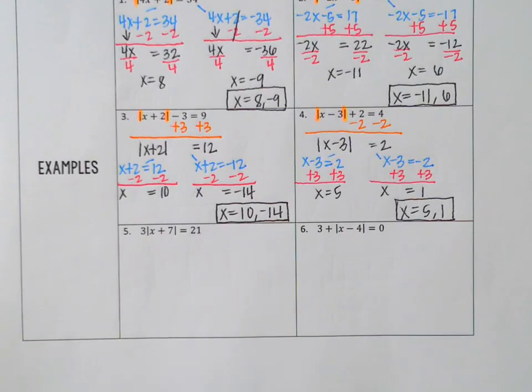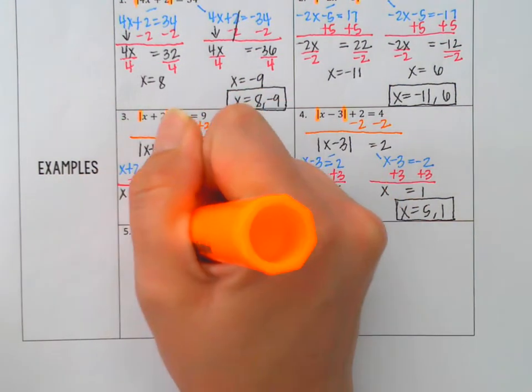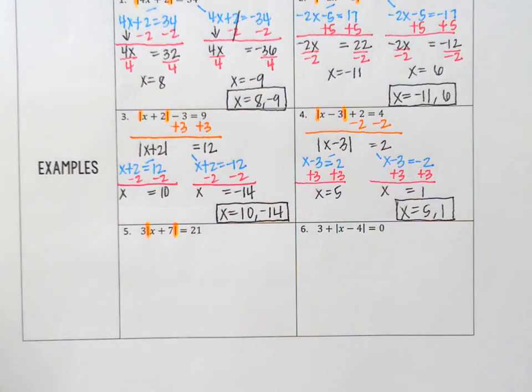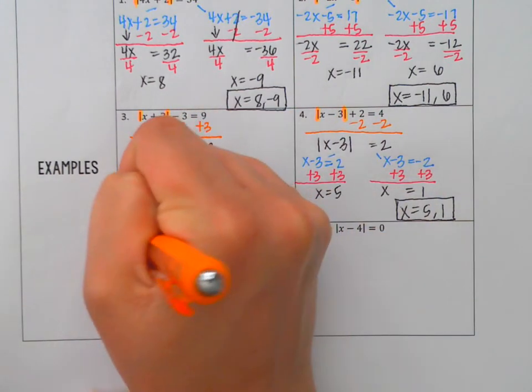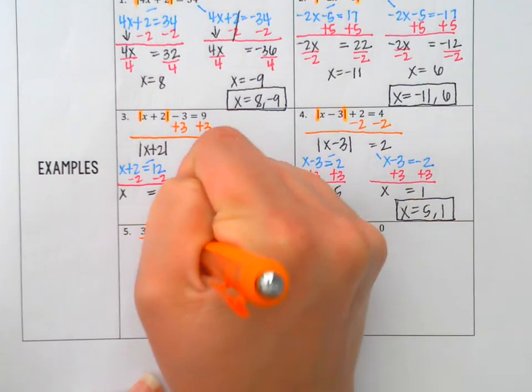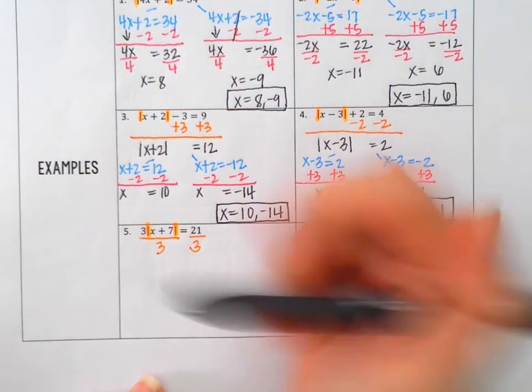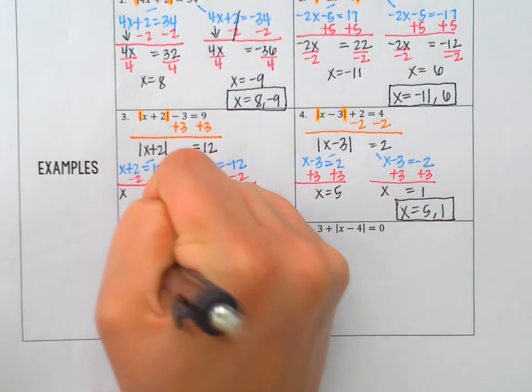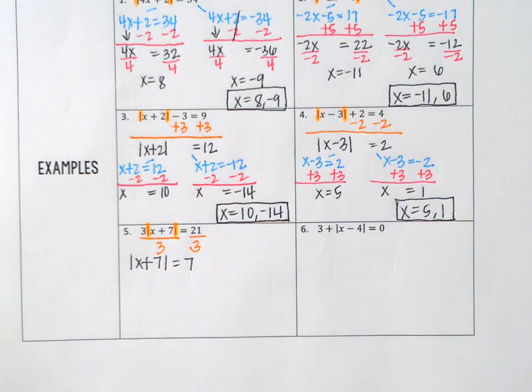On number 5, a lot of you guys might be tempted to distribute that 3. It might work sometimes, but it's not consistent because it's not accurate for us to do. So instead, to get that absolute value expression all by itself, that's 3 times that whole thing, I'm going to divide both sides by 3. And I get the absolute value of x plus 7 equals 7. Is my absolute value expression all by itself now? Yes. And now I can split it into my 2 equations.